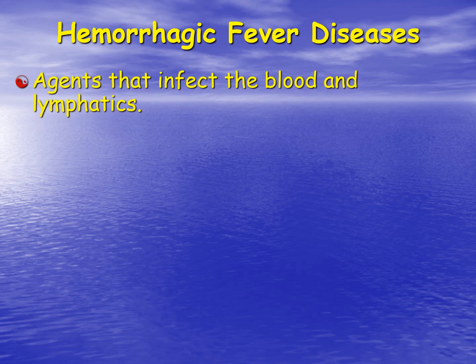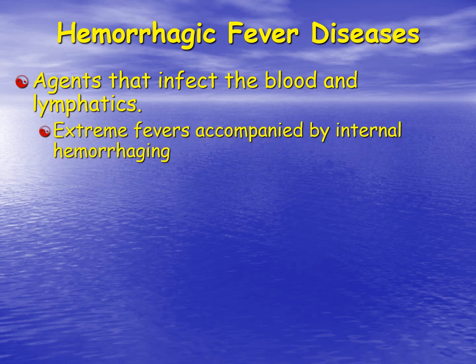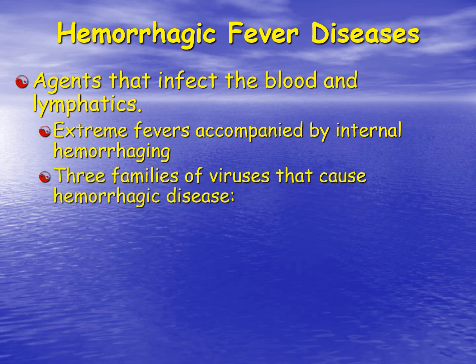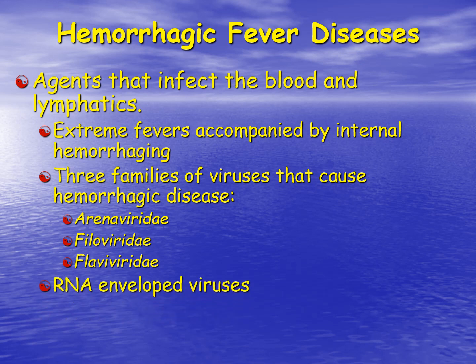Hemorrhagic fever diseases. These are agents that infect the blood and the lymphatic system. Typically, we will see extreme fevers accompanied by internal hemorrhage. Three families of viruses will cause hemorrhagic disease, and these are viruses in the Arenaviridae family, the Filoviridae family, and the Flaviviridae family. These are all enveloped RNA viruses, and they all are classified as biosafety level 4 pathogens.